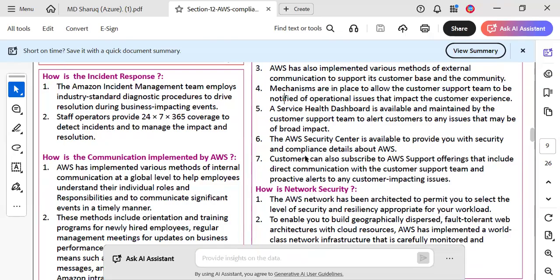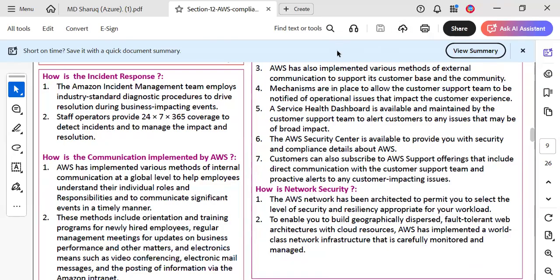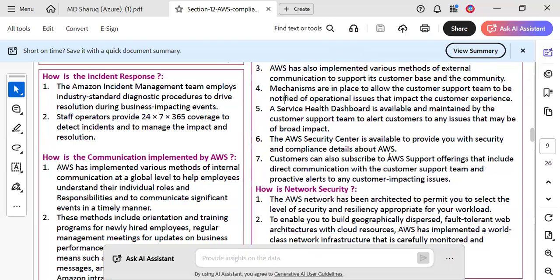These methods include orientation and training programs for newly hired employees, regular management meetings for updates on business performance and other matters, and electronic means such as video conferencing, electronic mail, messages, and posting of information via the Amazon intranet. It means basically they are going to have an incident discussion meeting, conference calls. They are going to discuss it and solve according to the discussion points or minutes of the meeting. That is the policy they apply while reviewing that.